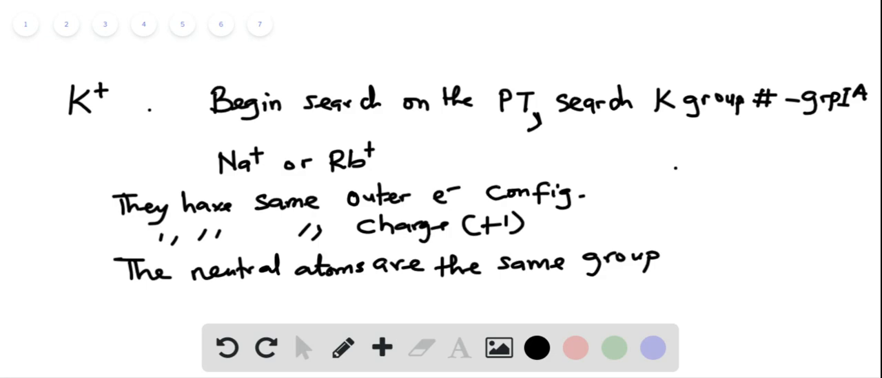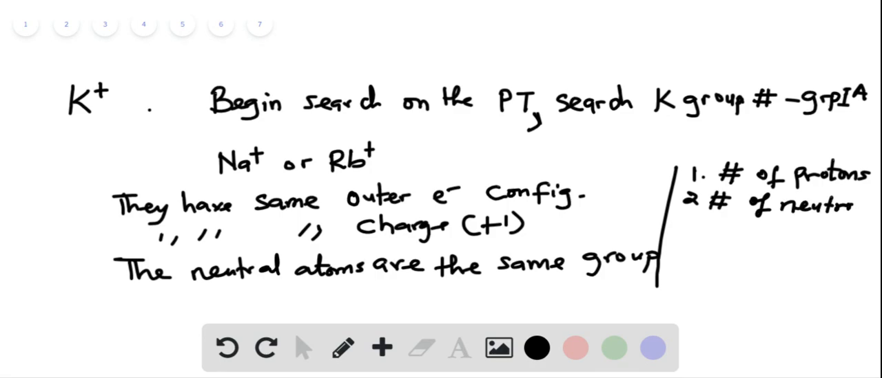So when you start to think about the difference, they differ. One, the number of protons differ. And also the number of neutrons differ. And this will definitely lead to a difference in the mass number. Another thing that you can think about that differ is the size of the ions.